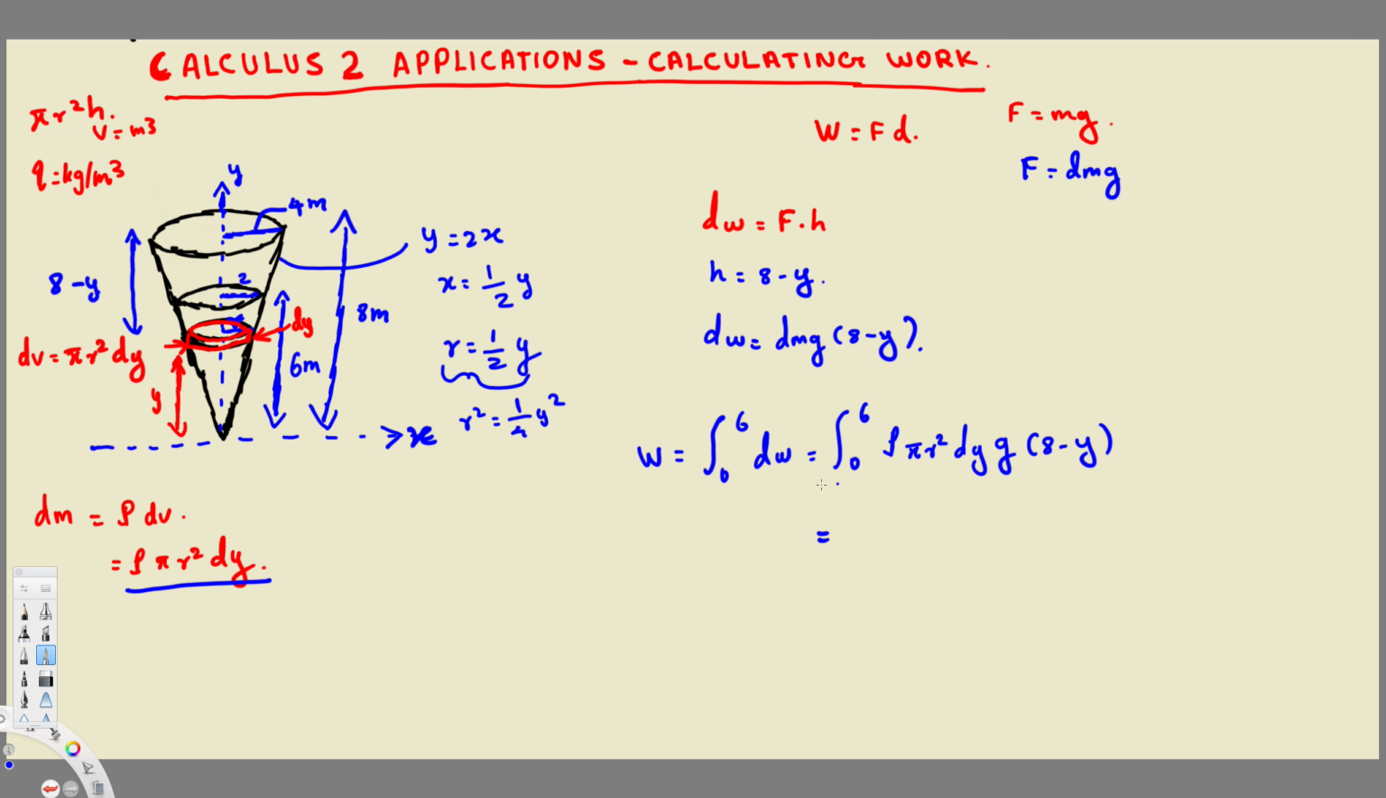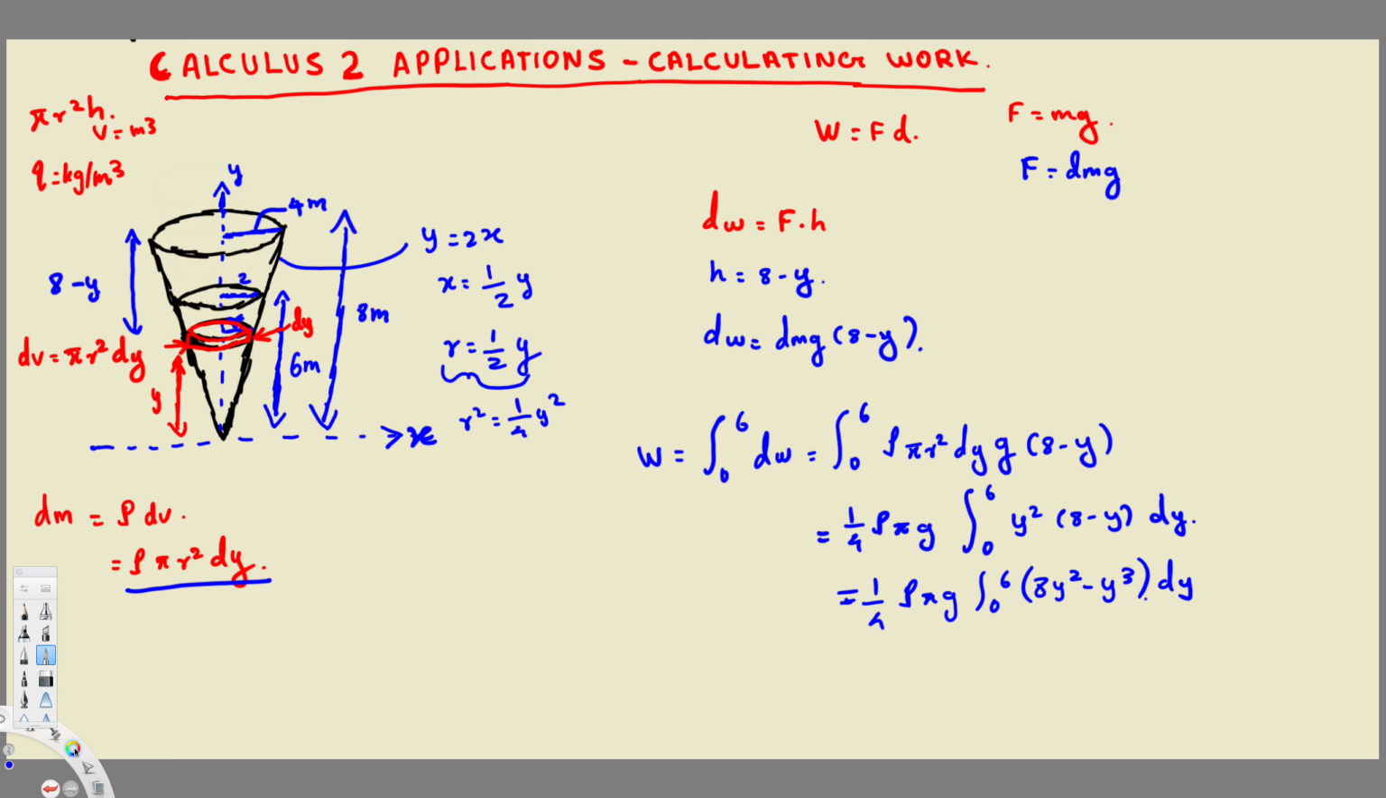So let's bring all the constants to the front. We are going to have 1 over 4 rho pi g outside, and inside the integral we have y squared times 8 minus y dy. Let's do the multiplication. This gives us 1 over 4 rho pi g times the integral from 0 to 6 of 8y squared minus y cubed dy.